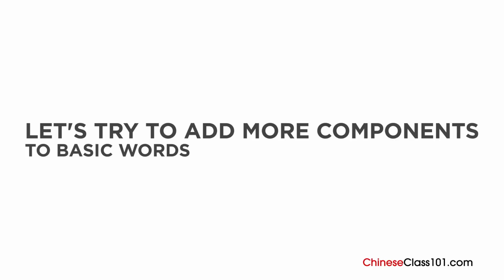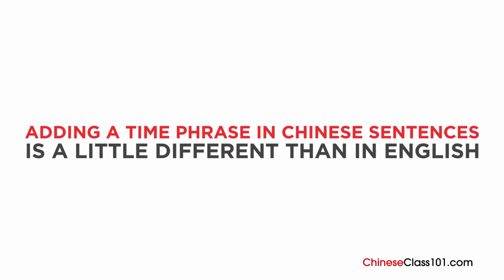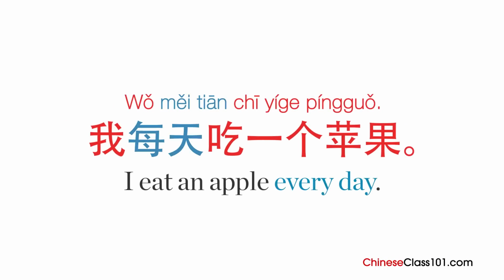Let's try to add more components to basic words to make longer sentences. Adding a time phrase in Chinese sentences is a little different than in English. In English, we put the when phrase in the last part of the sentence. For example, I eat an apple every day. In Chinese, we put the time phrase after the subject. So we need to put every day after I. So we have 我, I, 每天, every day, 吃, eat, 一个苹果, an apple. Subject plus time phrase plus verb plus objects.